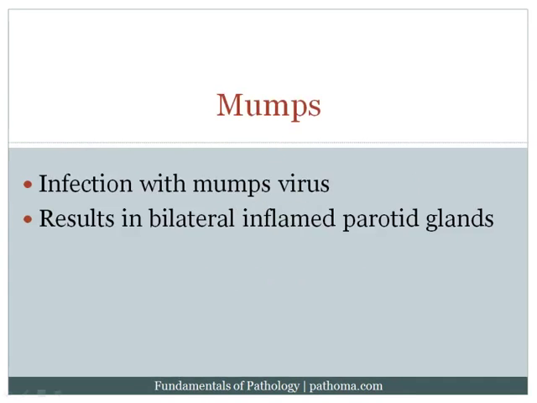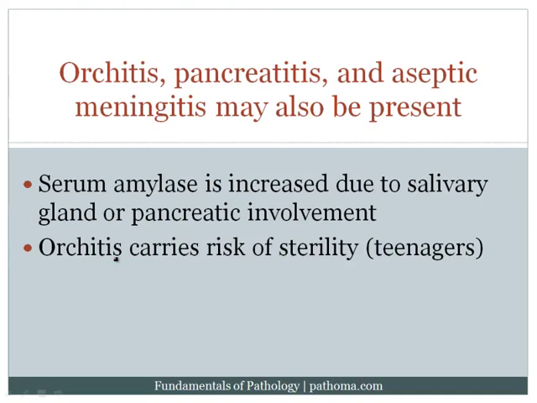The first disorder that we want to talk about is mumps, and this is when you get infection with the mumps virus. Remember that classically the mumps virus infects the parotid glands, giving you bilateral inflamed parotid glands. The mumps virus can also infect the testicle, giving you orchitis. And again, remember that the feared complication of mumps is that the patients can develop sterility. And so orchitis would carry the risk of sterility.